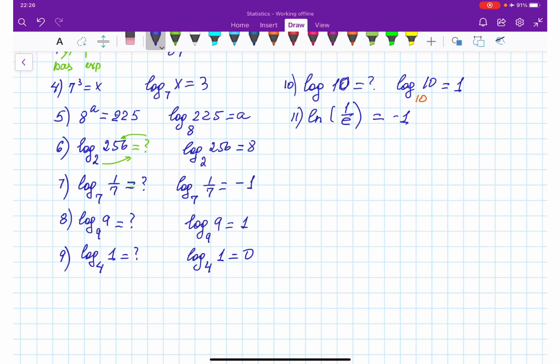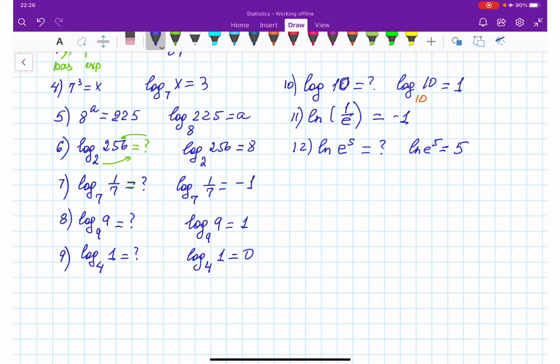Evaluate again the natural logarithm ln e to power 5. Which means here we have e. So e to what power do I have to raise to get e to power 5? Of course I have to raise to power 5, right? Let me see. I'll put here a question mark. And here write down natural logarithm e to power 5 is equal 5.